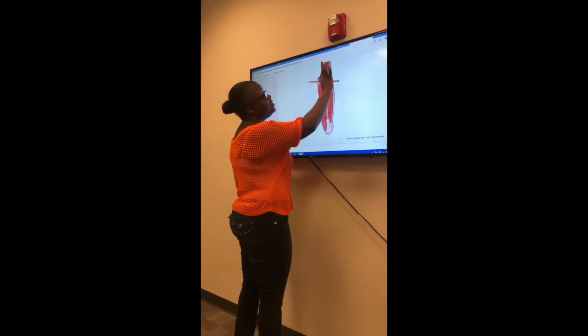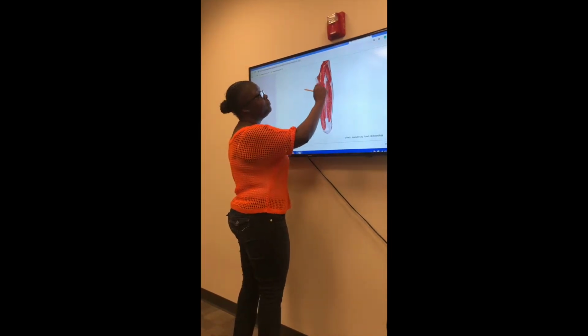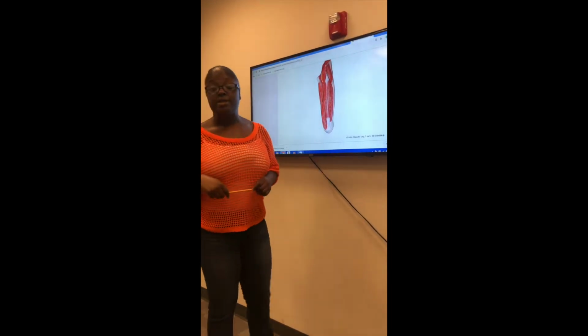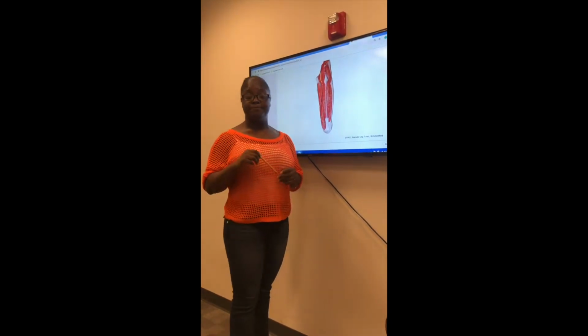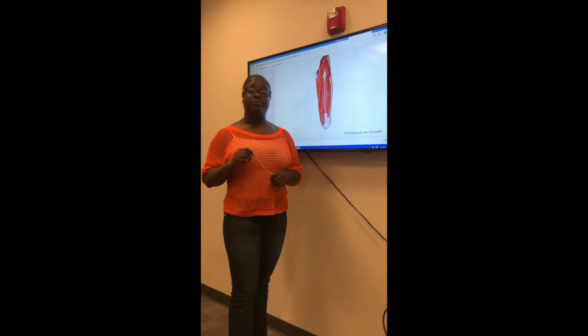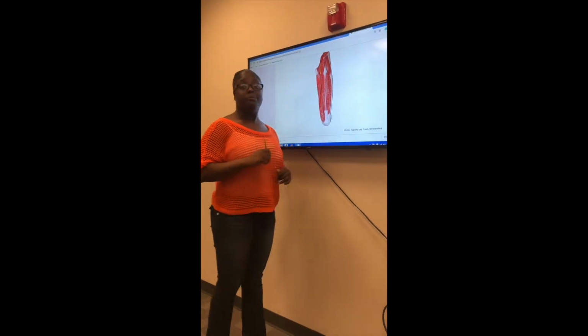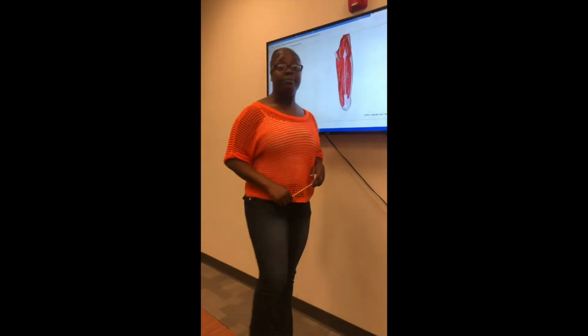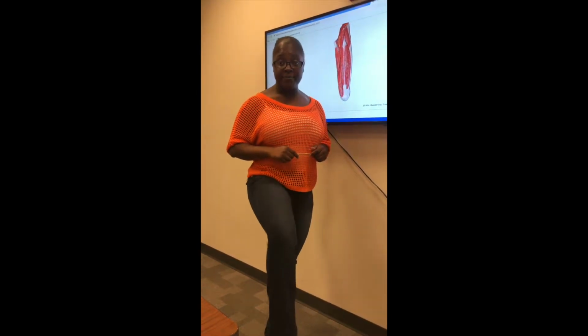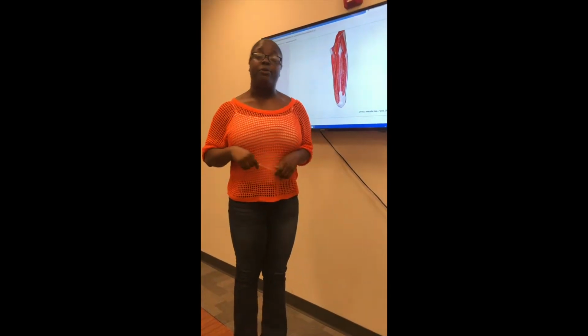This muscle here is the sartorius. The origin is the anterior superior iliac spine. The insertion is the medial aspect of the proximal tibia. The action, it flexes, abducts, helps bend the knee, and it is in the femoral nerve.